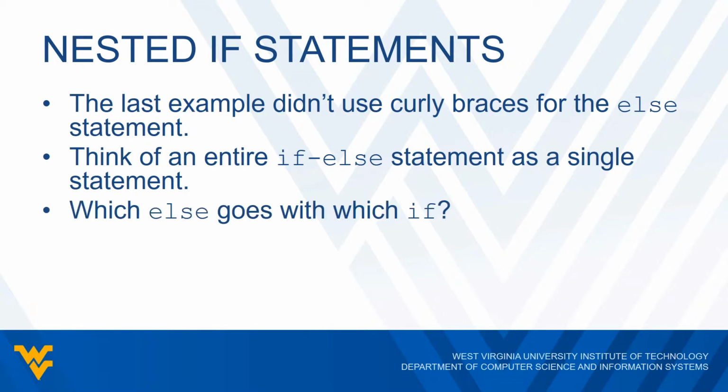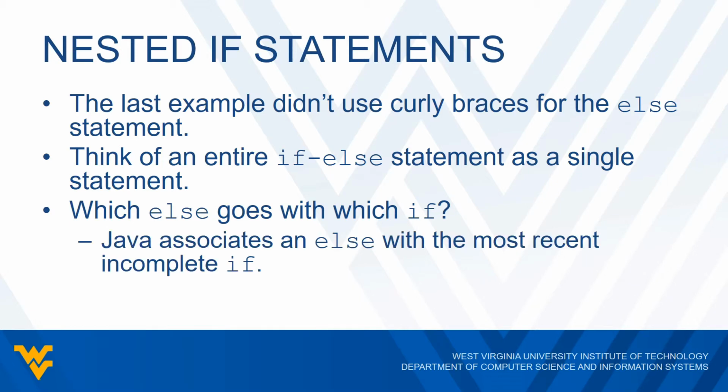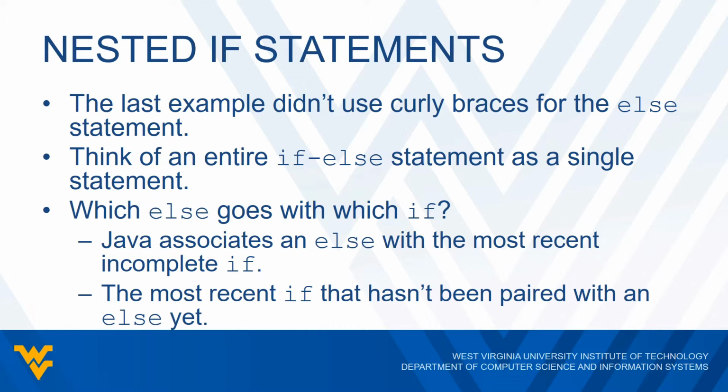This could lead to a question though, which else goes with which if. If I have an if statement and then an else, and then I have an if-else in there or an if-else somewhere else, it can get kind of confusing mapping an else statement with an if. Because remember, we can't have an else statement by itself. It must be paired with some if statement. The way Java does it is it associates an else with the most recent incomplete if portion. In other words, if the most recent if portion has not been paired with an else portion yet, we'll take whatever else we're currently looking at.